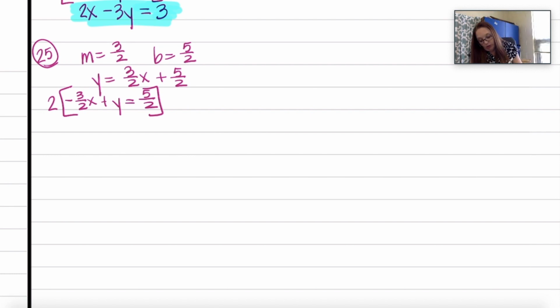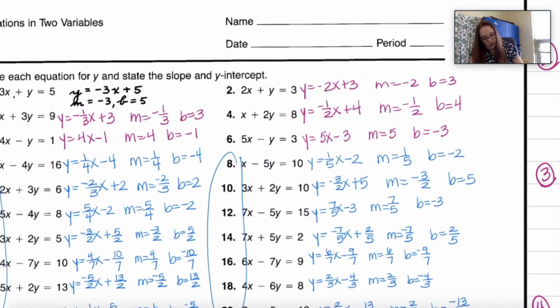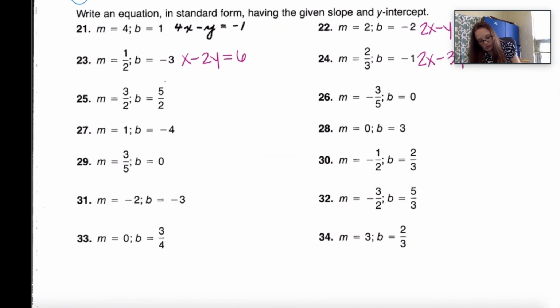But I also see here that my coefficient of x was negative, so I'm going to have to multiply not by 2, but negative 2. So negative 2 times the negative 3/2 x is going to be positive 3x. Negative 2 times y is negative 2y, so minus 2y. And negative 2 times 5/2 is going to be negative 5. So we end up with 3x minus 2y equals negative 5.